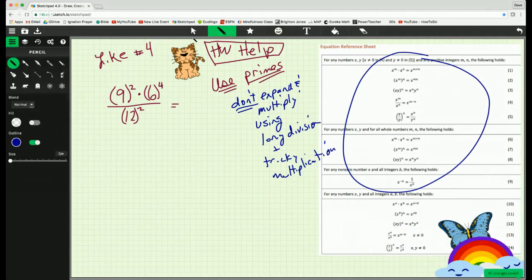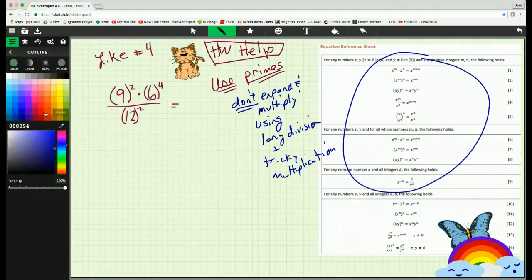Okay, so let's get to the math here, and we'll do it in green. So what is 9? If we break 9 down, because it's in parentheses, we don't have to square. We're not going to square this 9. We're just going to say that 9 is equal to 3 times 3. So look at this. We can say that 9 squared is the same thing as 3 times 3, squared.